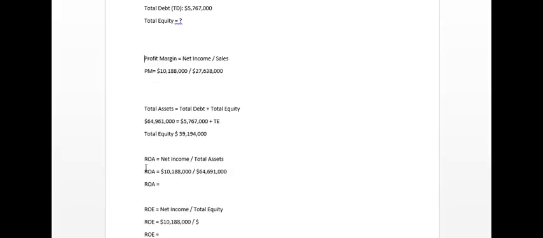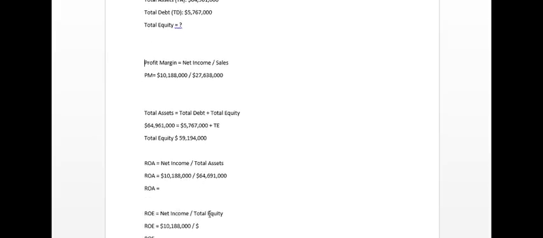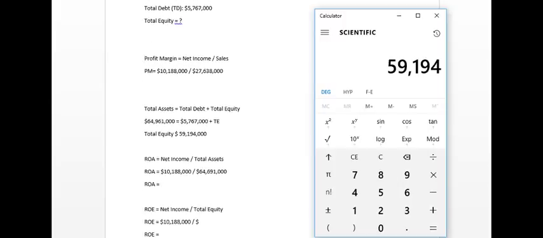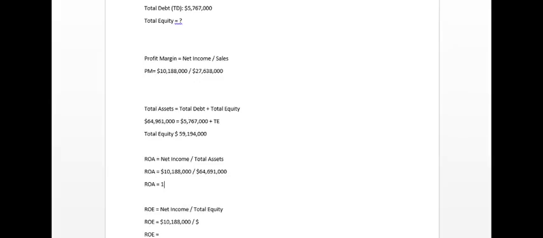So we have to solve for ROA, return on assets. So we take our net income number, which is 10,188,000, over our total assets, which we already found is 64,691, and then all we do is divide those two numbers. So we go 10,188, and we're going to divide that by 64,691. Now remember, this is a ratio. So it's going to give us a number, which is 15.7. So it's 15.7 for the return on assets for this company.